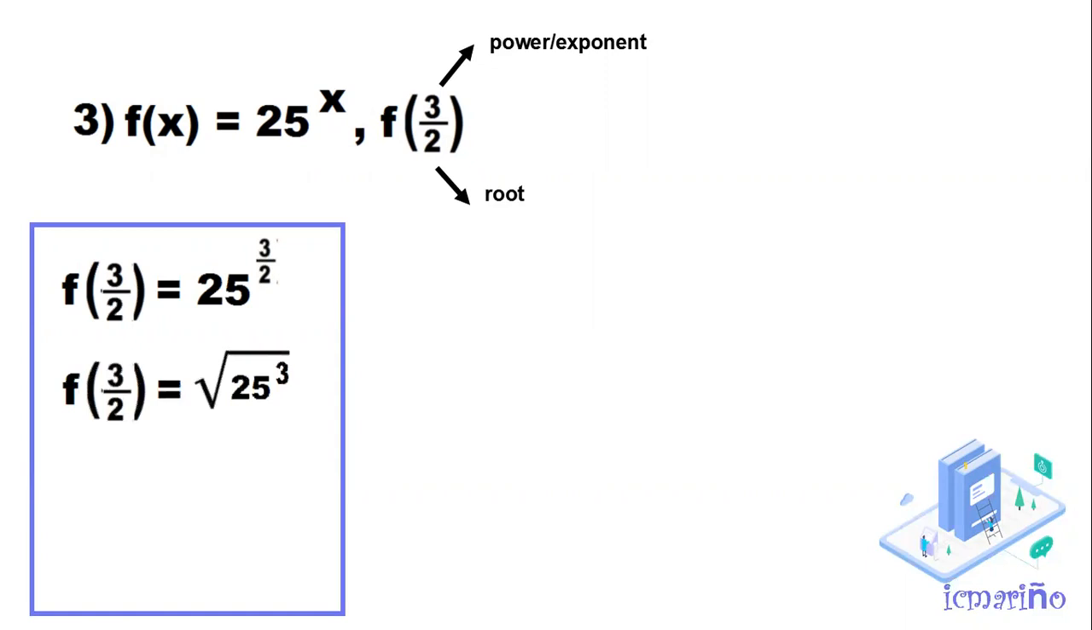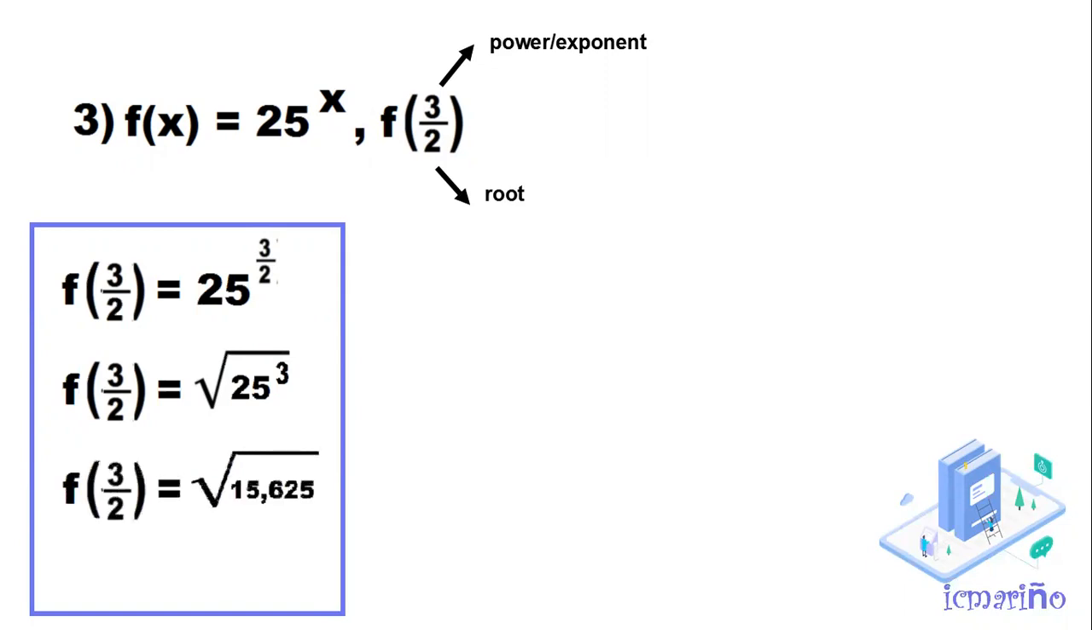Okay, so we are going to cube 25, or we are going to raise 25 to the power of 3, and then get the square root of it. After raising 25 to the power of 3, only then can we get the square root.